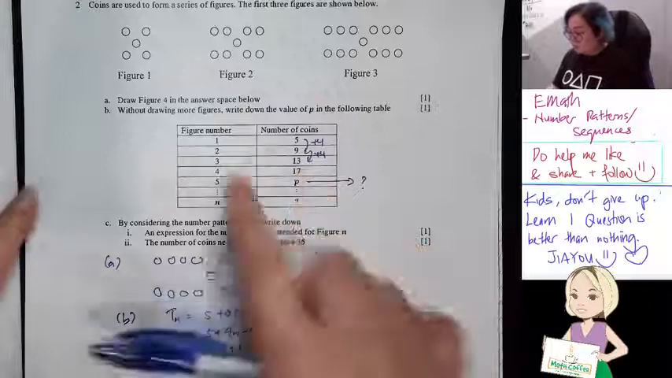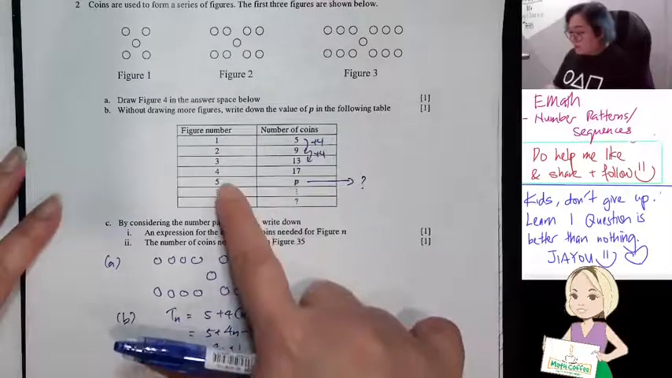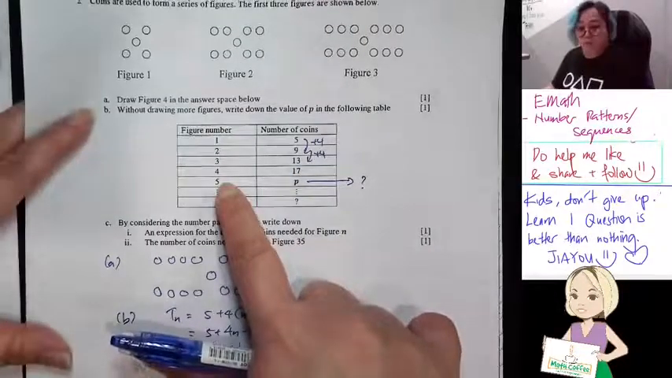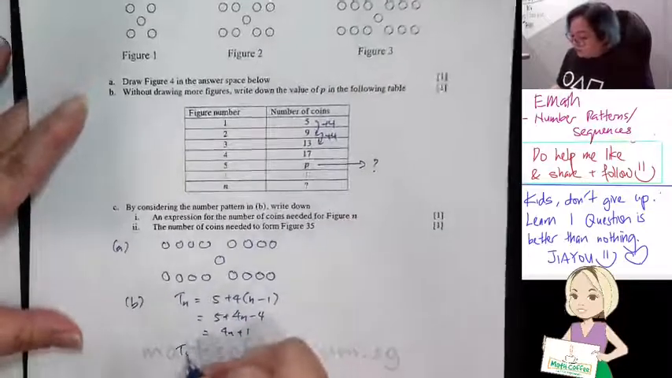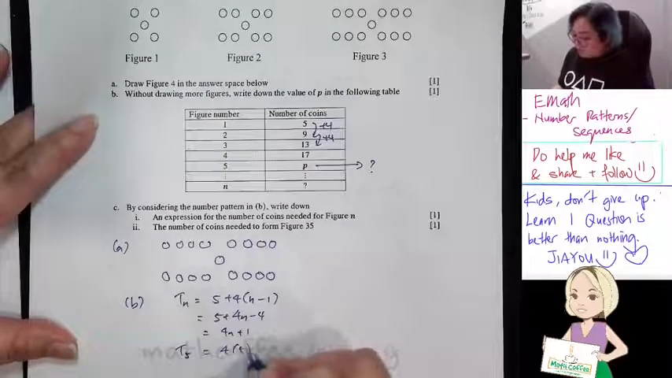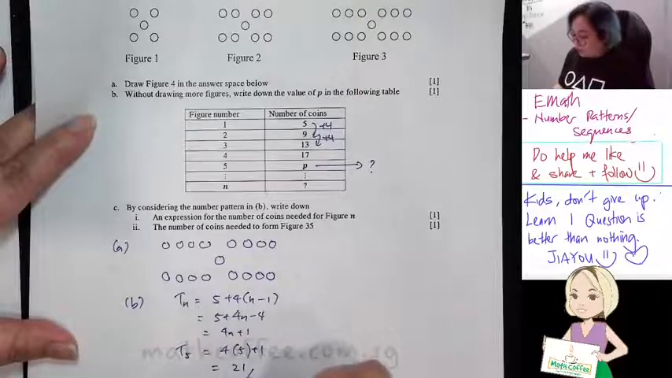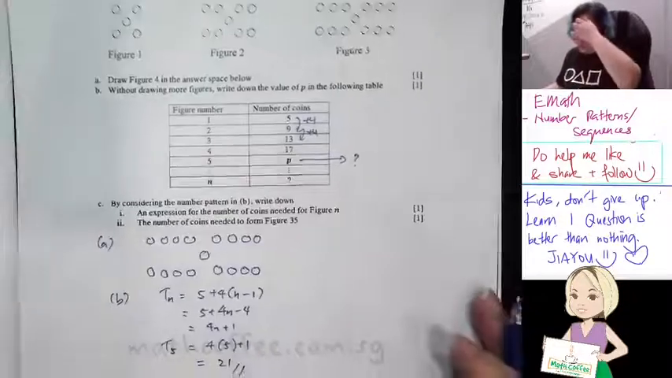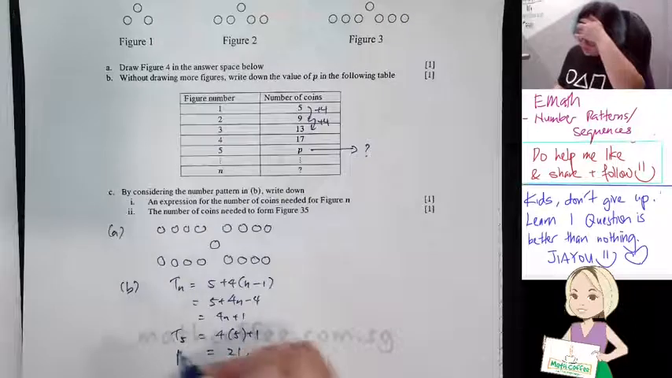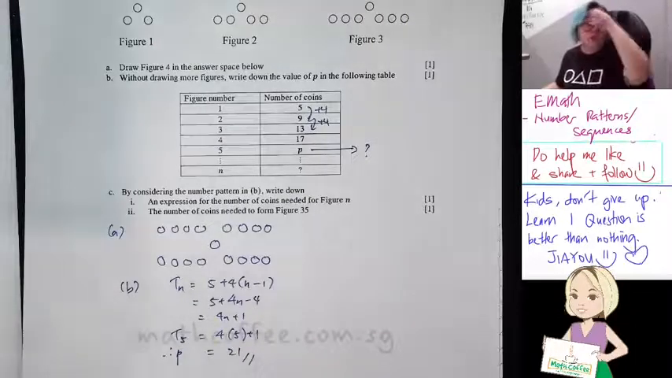Okay, so now they want to find for the P. P is T5, means n is equals to 5. So I will just find T5. 4 times 5 plus 1, so it's 21. So you will say, therefore P is equals to 21.